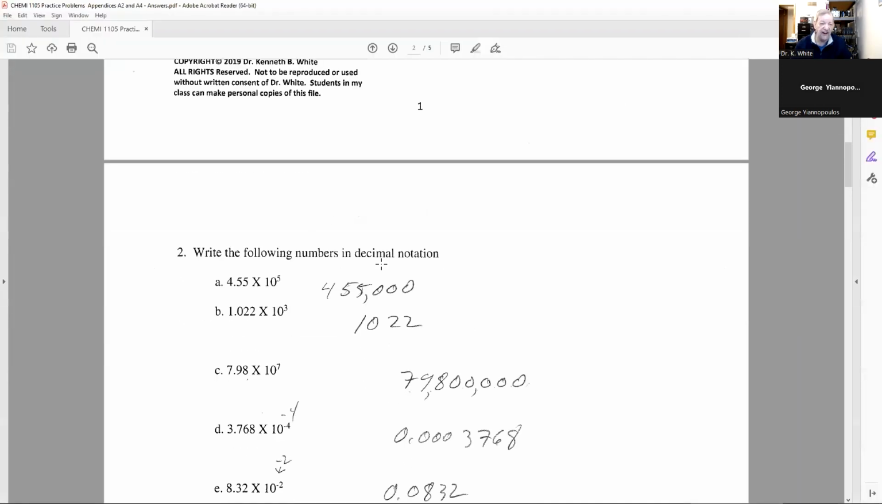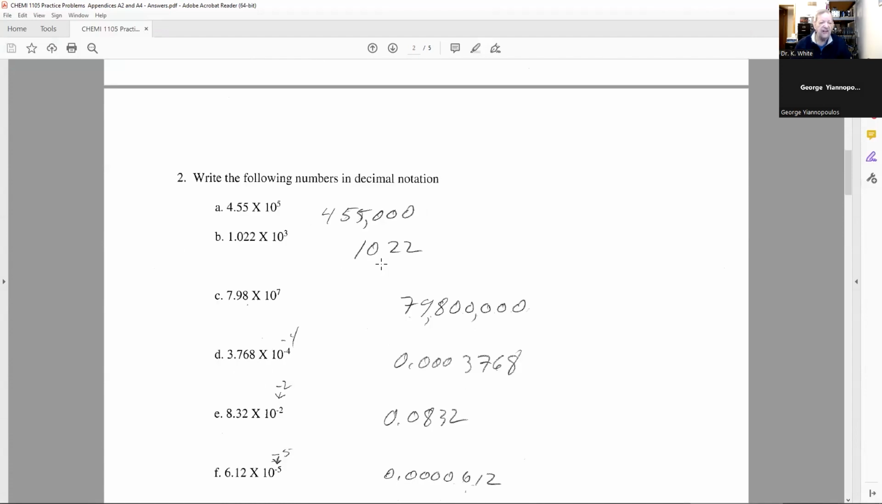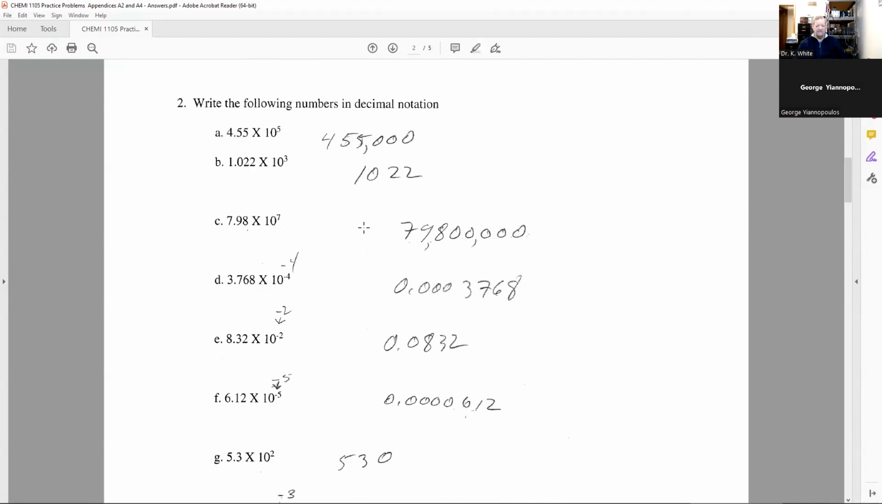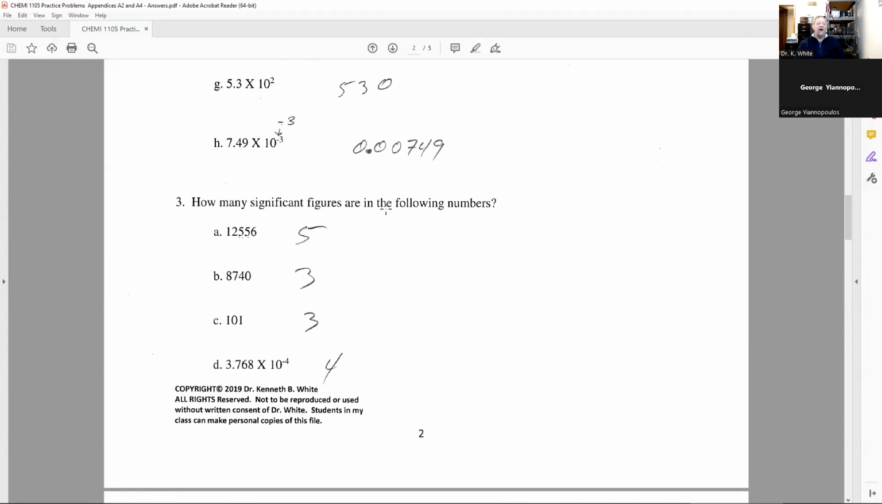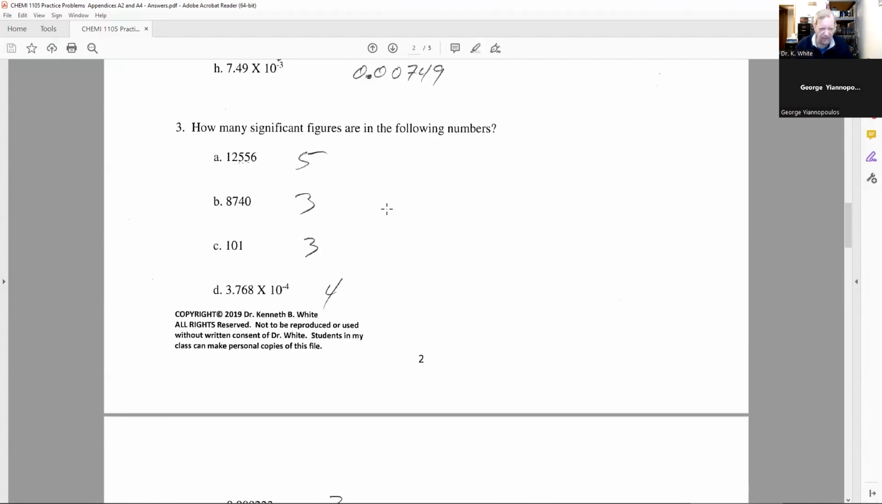Now, I should have revised it, but I haven't. Skip problem number 2. I'll never ask this on a test. Write the following number in decimal notation. Just skip it. All right, let's look at problem number 3.